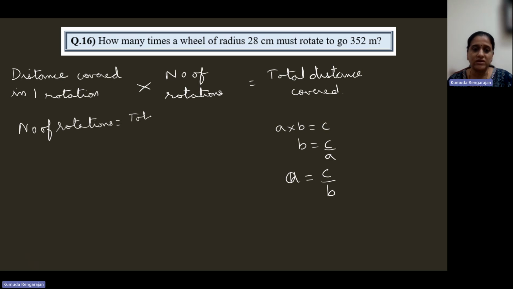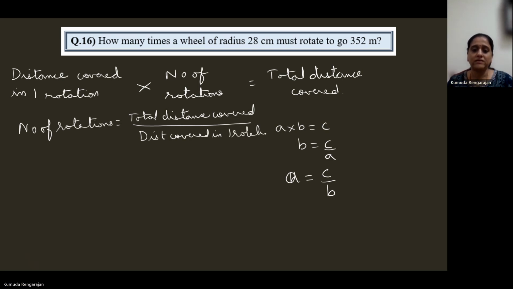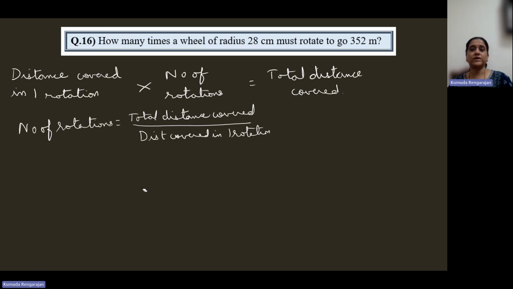Correct. Total distance covered by the distance covered in one rotation. This is the formula. If you want one formula to find the number of rotations, you can use this formula.